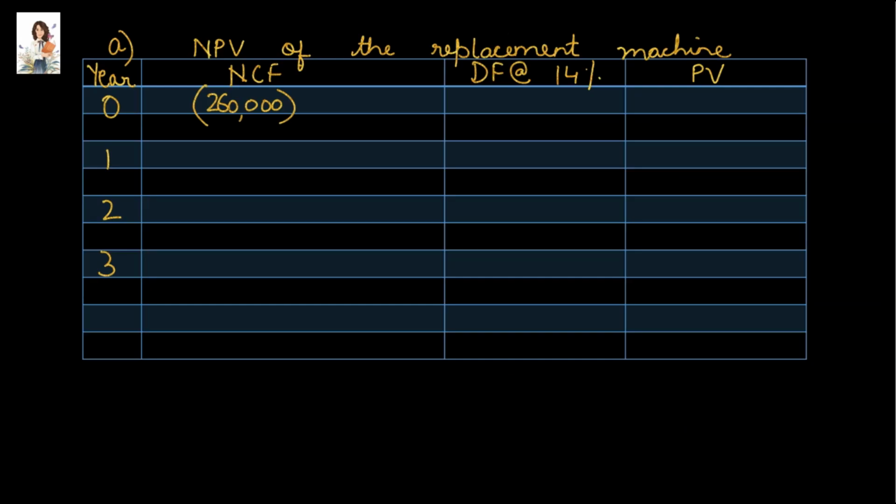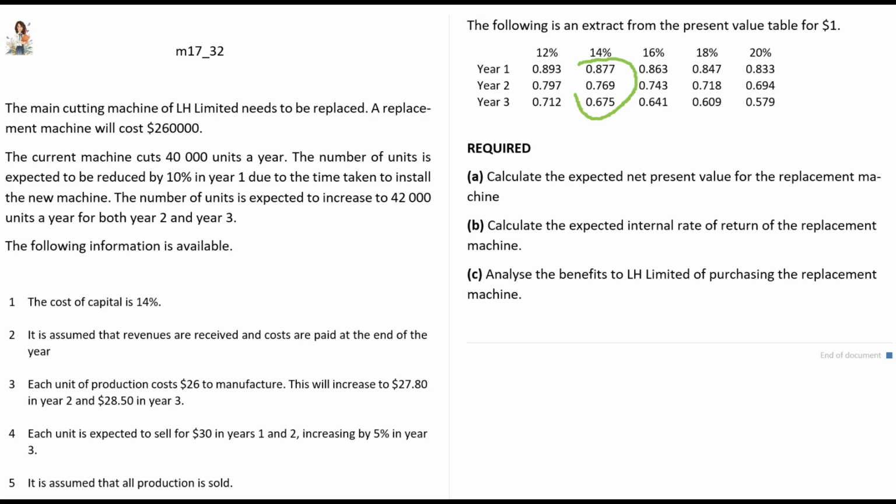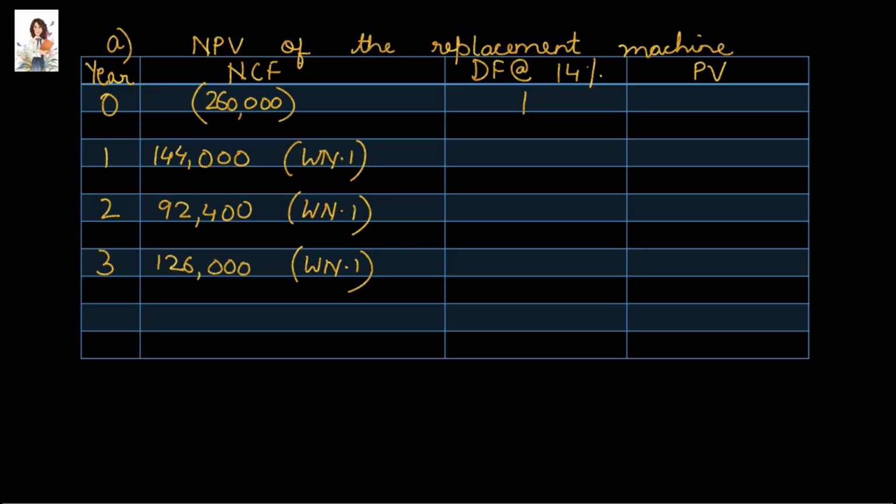The net cash flow figures will now be used in part A of our main answer. Filling the net cash flow column of part A of the main answer, we'll give the reference of working note 1. We know that the discount factor for year 0 is always 1. The discount factors for 14% cost of capital have been given to us in the question.